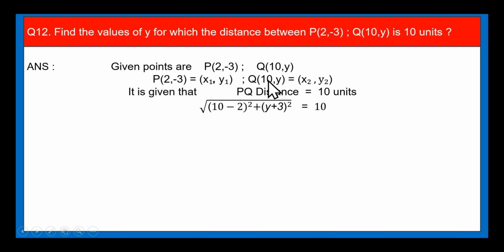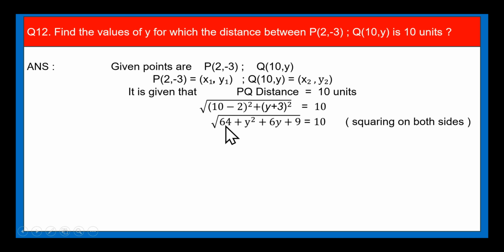x2 value is 10 and x1 value is 2. x2 minus x1 means (10 minus 2) whole square plus (y2 minus y1) whole square. y2 value is y and y1 value is minus 3. y2 minus y1, therefore y minus of minus 3 is y plus 3 whole square. Given that this distance is equal to 10 units. Now, what is 10 minus 2? 10 minus 2 is 8. 8 whole square, 64.